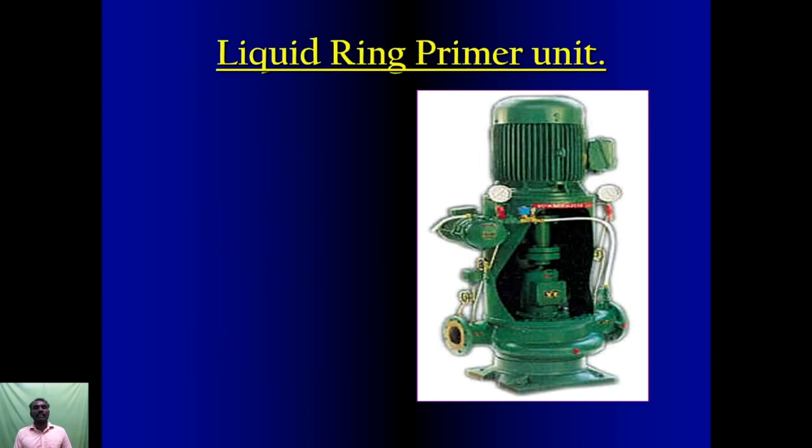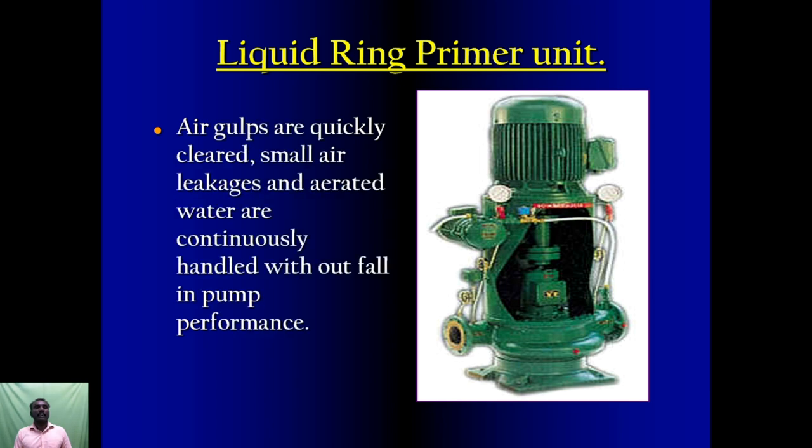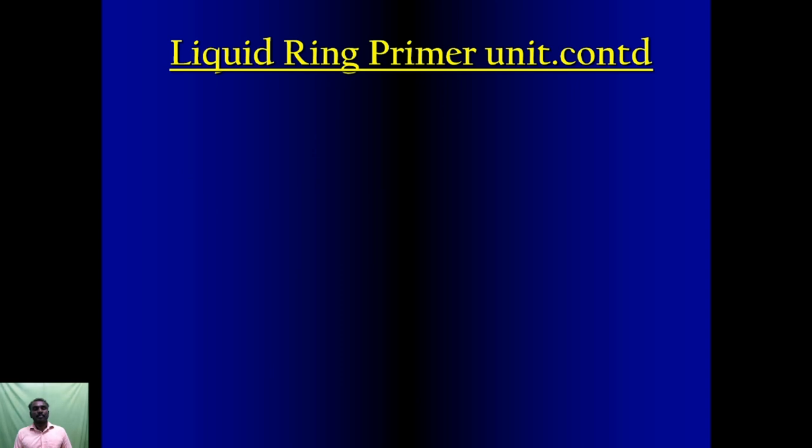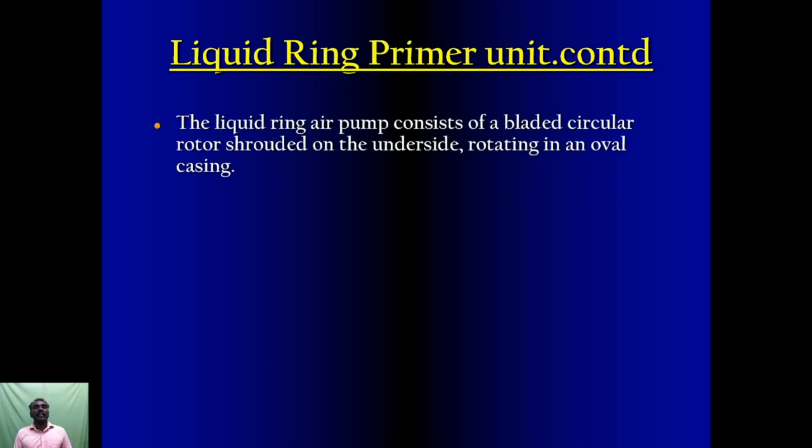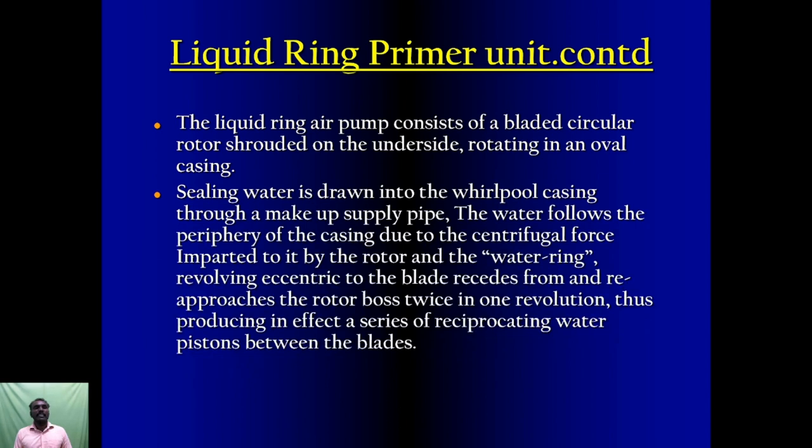This is a schematic diagram of the liquid ring primer unit. Air gulps are quickly cleared. Small air leakages and aerated water are continuously handled without fall in pump performance. The liquid ring air pump consists of a bladed circular rotor, surrounded on the underside, rotating in an oval casing. Sealing water is drawn into the casing through a makeup supply pipe.